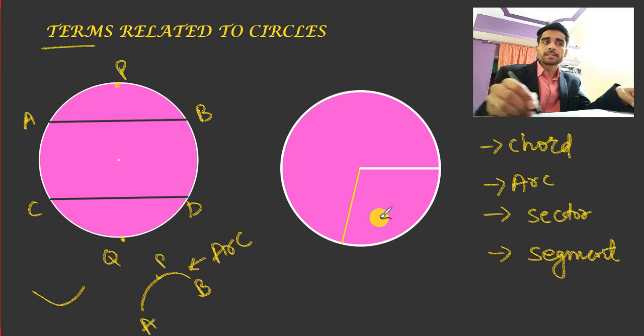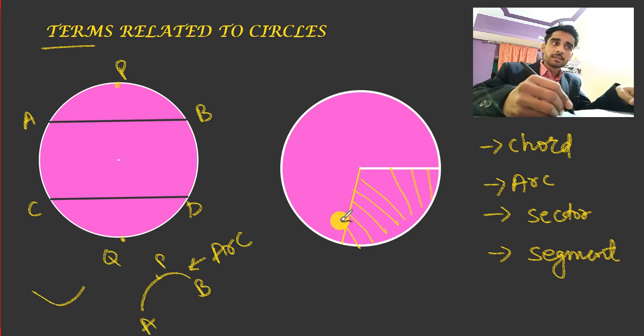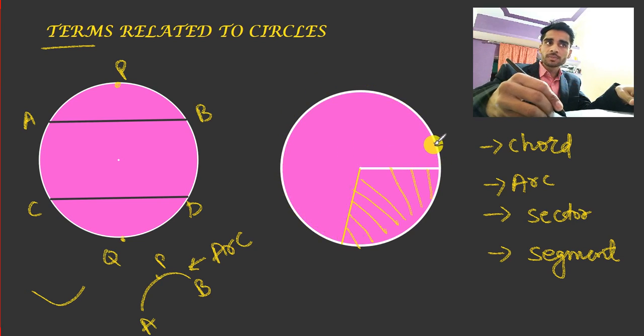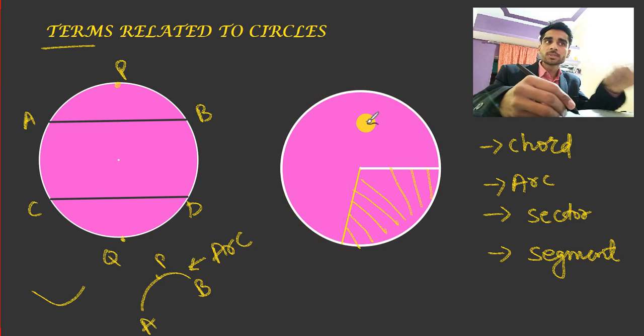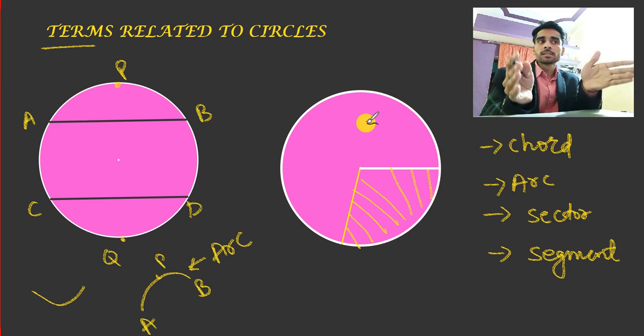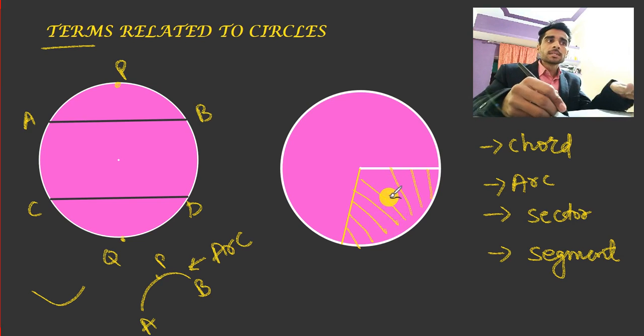Sector. We can define the area enclosed between the radii and the corresponding arc as a sector of that given circle. In this one, these two are radii of the circle and this is an arc of the circle. So the area enclosed between this arc and these two radii will be a sector of the given circle.